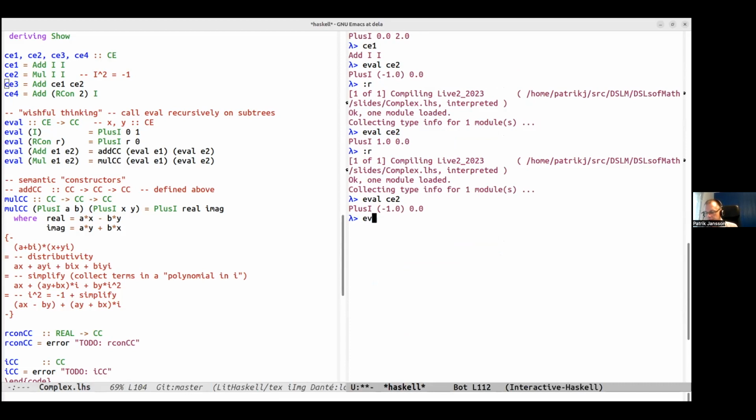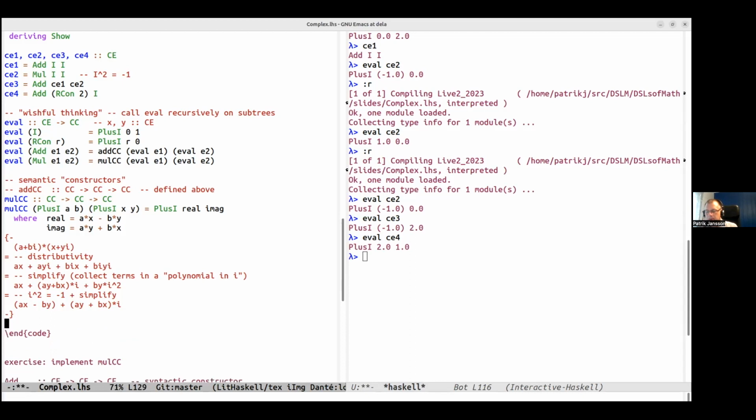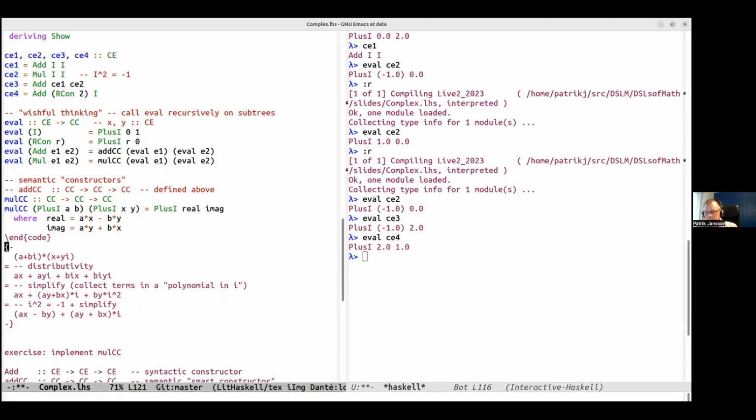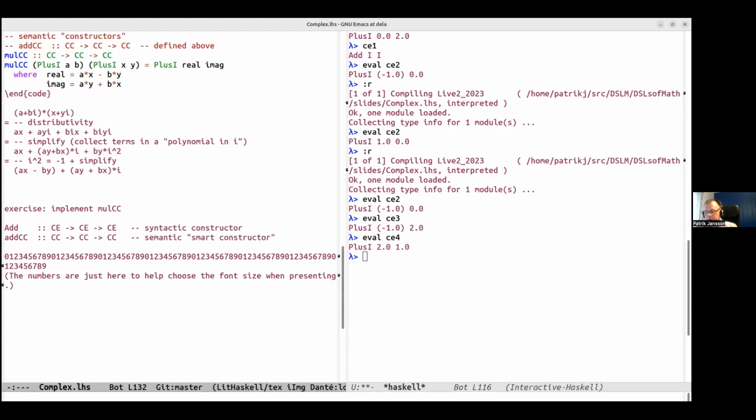We should evaluate CE3. That's the sum of CE1 and CE2, and that has real part -1, imaginary part 2. And then finally evaluation of CE4. Well, we've seen that before. That's plus 2, 1. Okay, so we've now managed to implement, this was perhaps stupid to have inside the code block, I can make it outside the code block instead. So the exercise here of implementing mul-CC has been done.